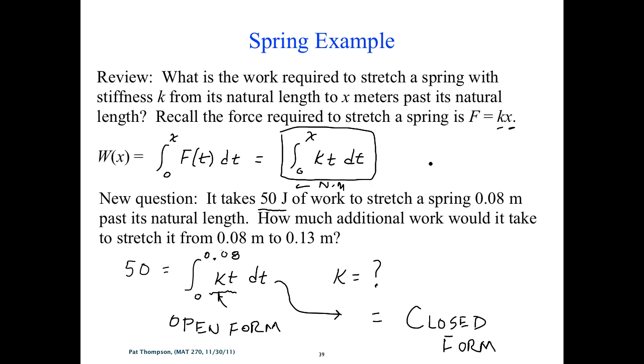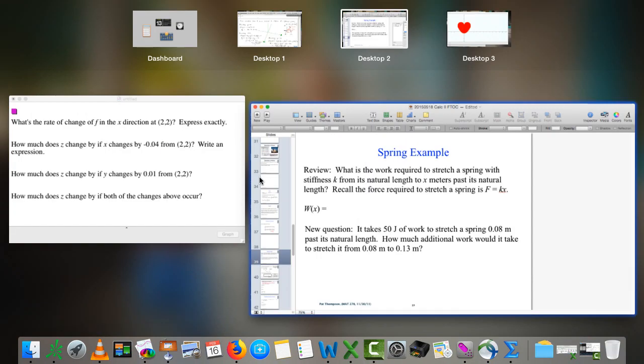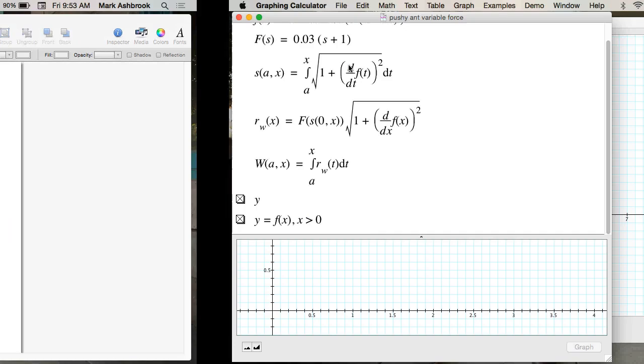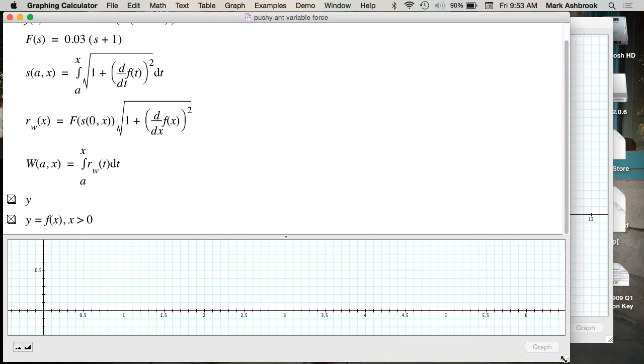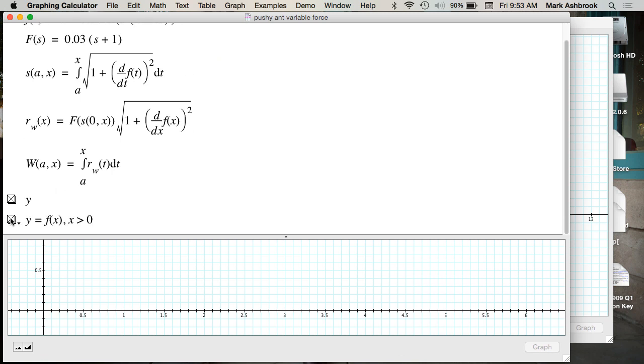Okay, so just before we start that, one more example of this we saw a couple days ago. Remember we had the ant pushing the seed, and this was the curve the ant was pushing along. Is that open form or closed form? Closed. Watch how fast GC can graph that.